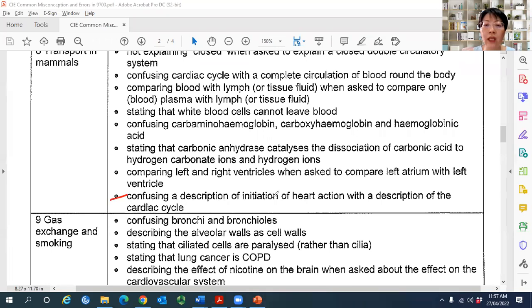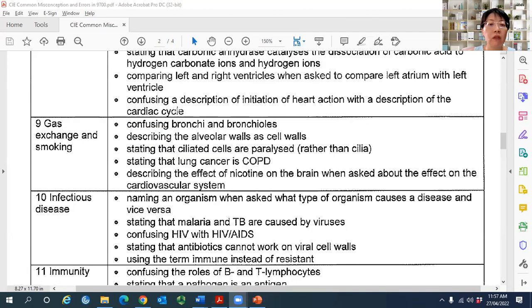Confusing a description of initiation of heart action with a description of the cardiac cycle. Same thing, right? Okay, the cardiac cycle, we said just now already, right? What is it? Atrial systole, diastole, ventricular systole, diastole, right? Now, initiation of heart action is what you said just now. The SAN contracts, then it sends the excitation wave through the atrial wall. After that, it comes to the AVN. After that, it goes to the bundle of His and then the Purkinje fibers, right? Go down the septum and up the heart. So therefore, the ventricle contracts from the bottom upwards. That's called initiation of heart action. So different name, different process. You need to learn up.